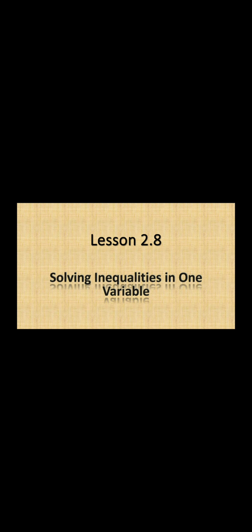Today we will talk about grade 11, our pre-calculus syllabus. In the previous lesson we talked about solving equations in one variable in lesson 2.7, and now in lesson 2.8 we'll talk about solving inequalities in one variable.